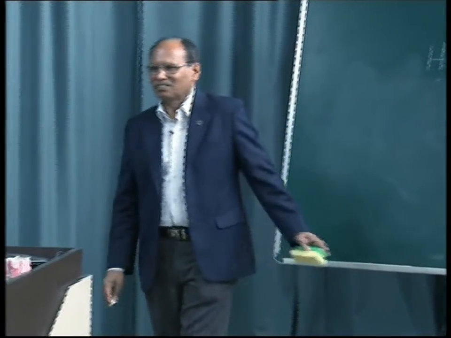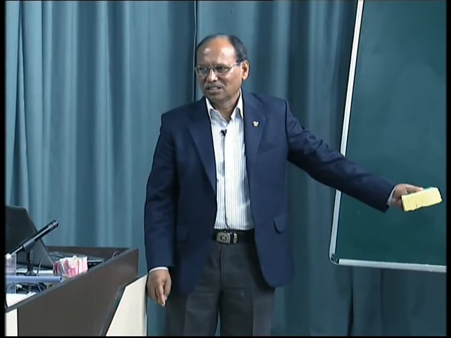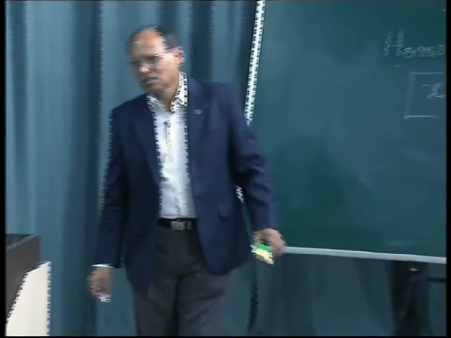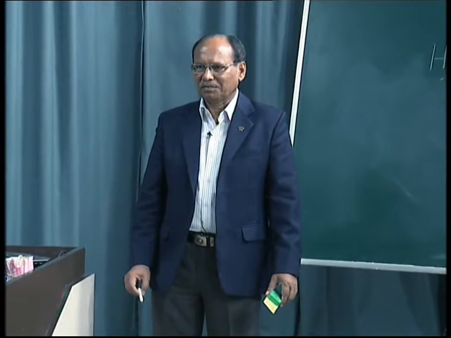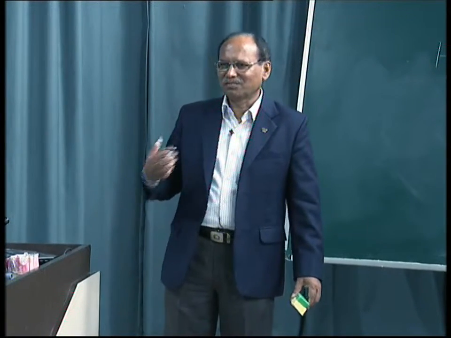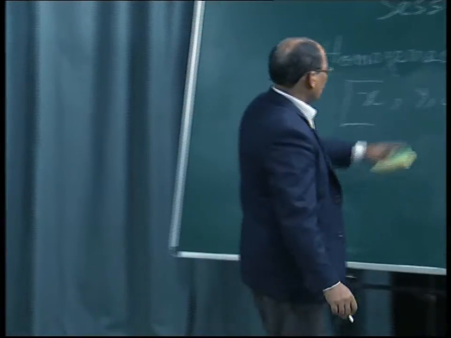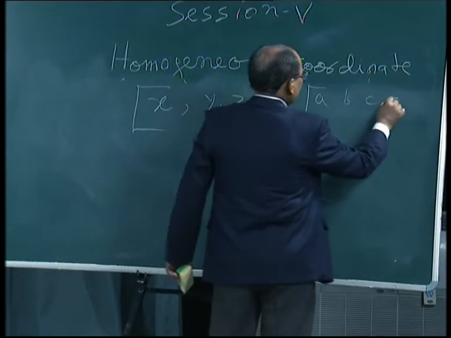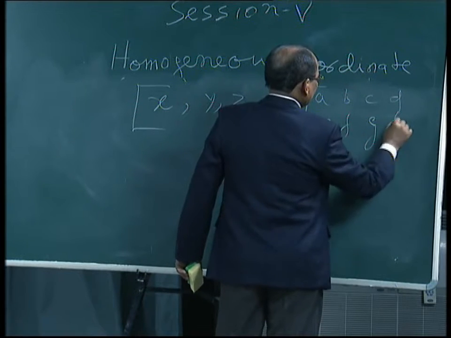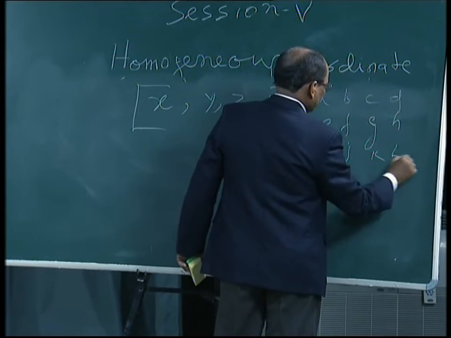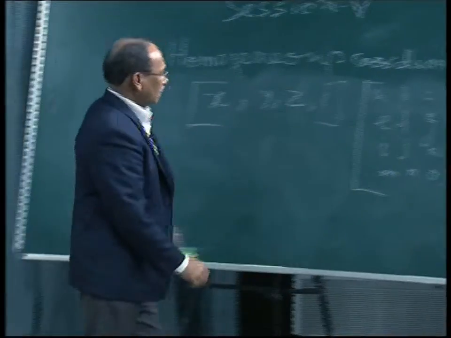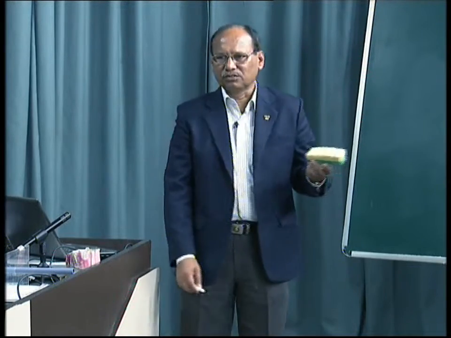This is our coordinates now, a 3D object coordinate: x, y, z, and in my plane it is 1. My plane means I am seeing it, so it should be 1. So this is a 1x4 matrix, and for transformation here also A, B, C, D, E, F, G. It is a matrix requirement, so I require a matrix of 4x4.